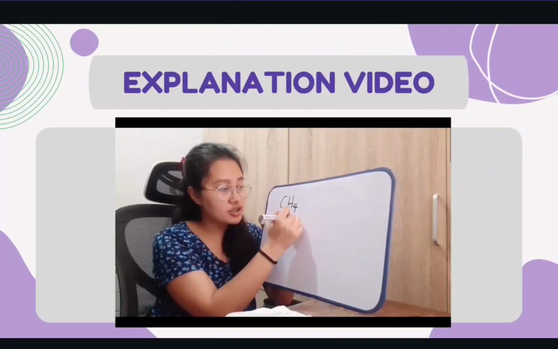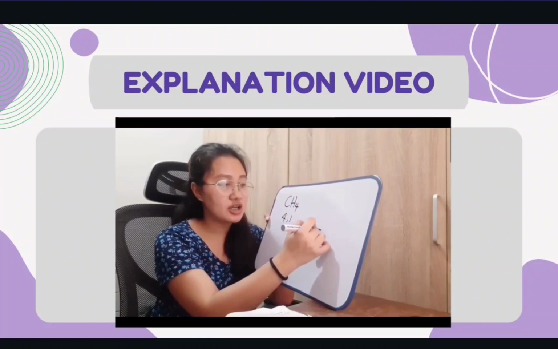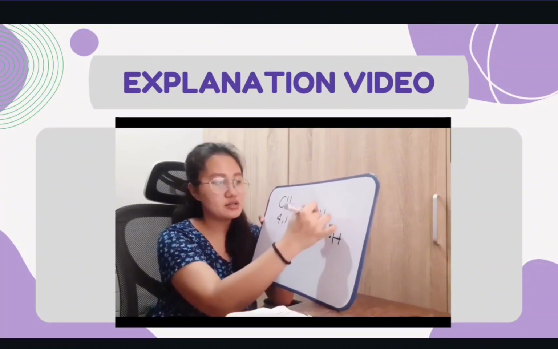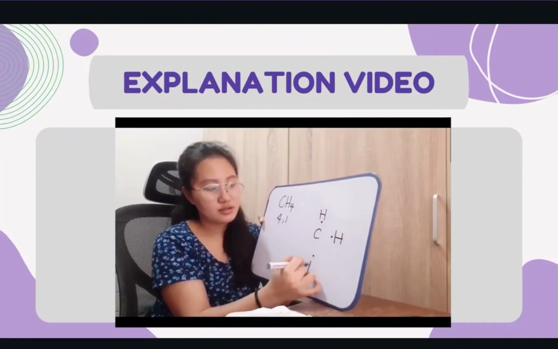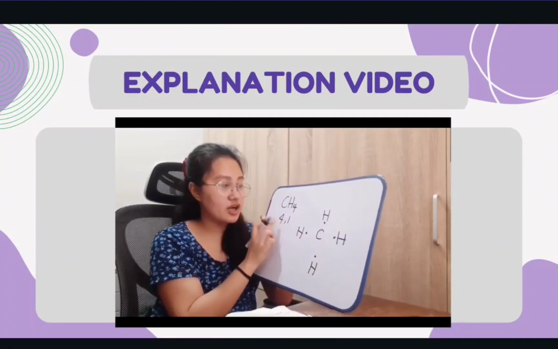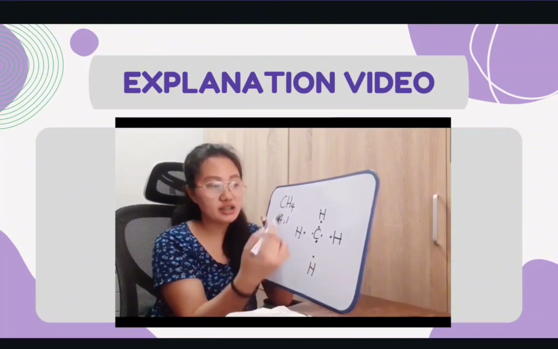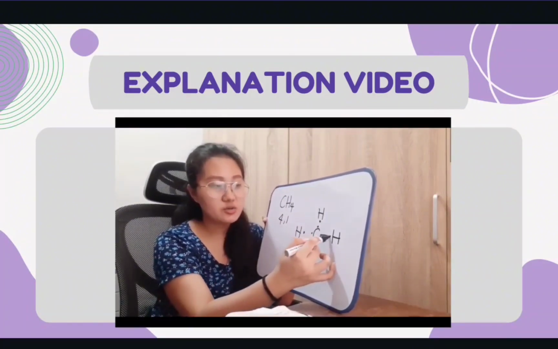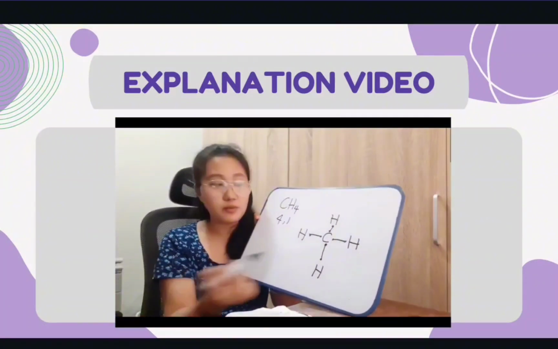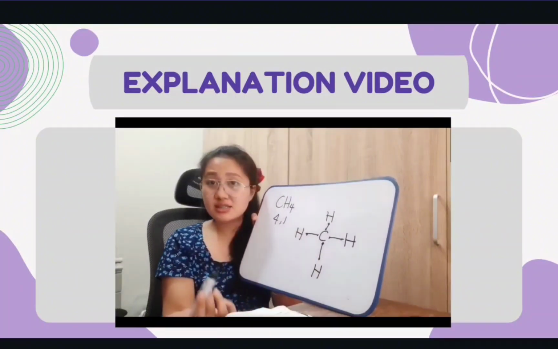Valence electron? Ang valence electron ng hydrogen is 1 at ang valence electron naman ng carbon is 4. Pag dinrowing natin siya: isa, dalawa, tatlo, apat. So, ang valence electron ng carbon is 4. Pag kinonect natin siya at shinare natin, pag binilang natin, ilan na ngayon ang electrons ng carbon? 1, 2, 3, 4, 5, 6, 7, 8. Naging 8, stable na siya.